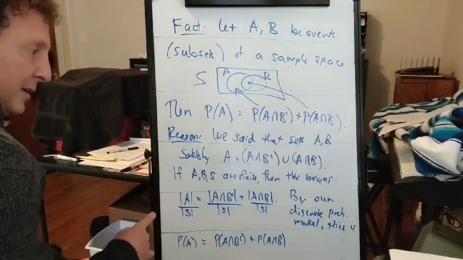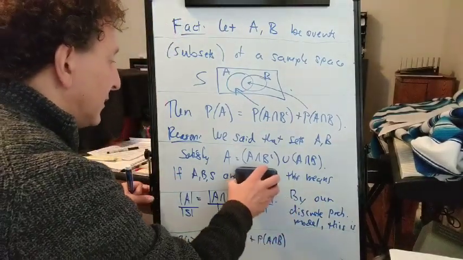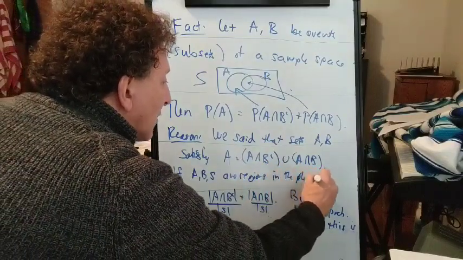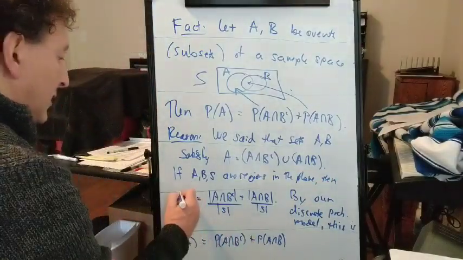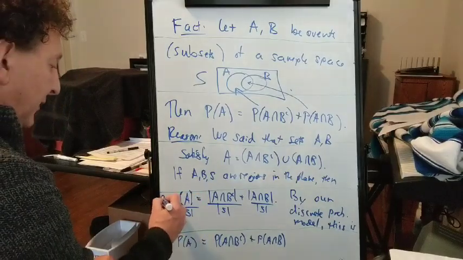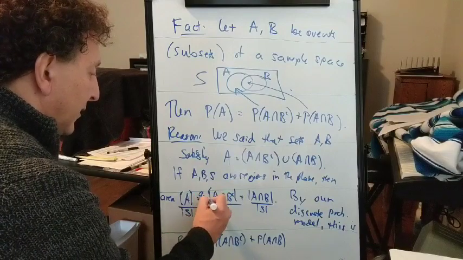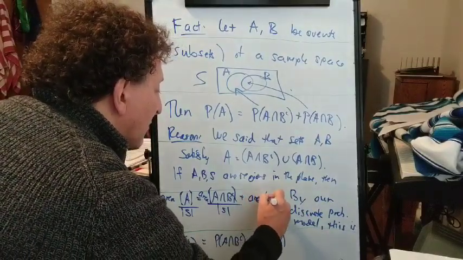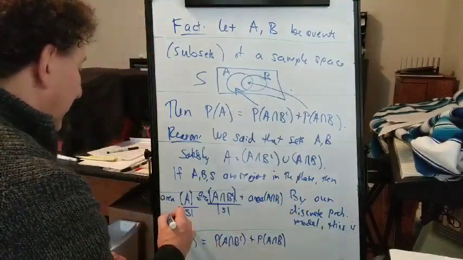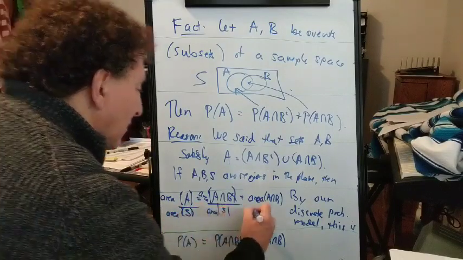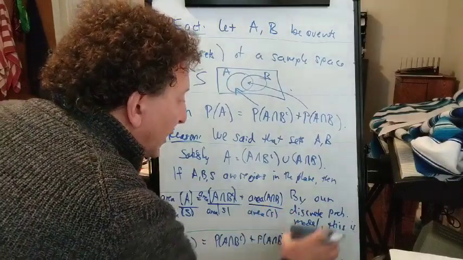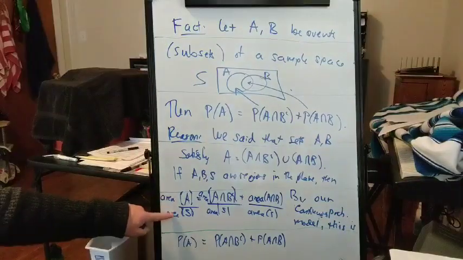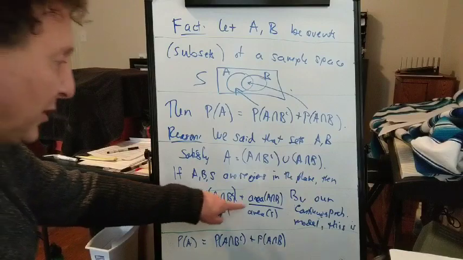So that's one of the ways we look at probability. Now if A, B, and S are regions in the plane, then instead of cardinality of S, well, cardinality of S would be infinite, we have area of A equals area of A intersect B complement plus area of A intersect B. And we can divide by area of S. And by our continuous probability model, this is probability of A equals probability of A intersect B complement plus probability of A intersect B.